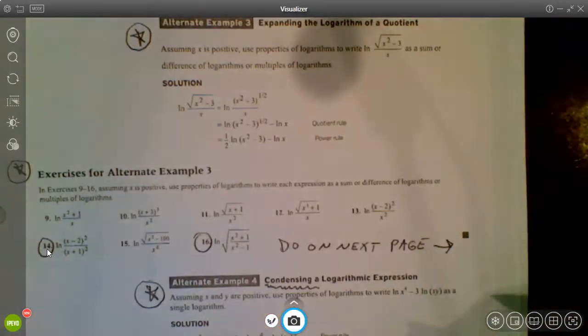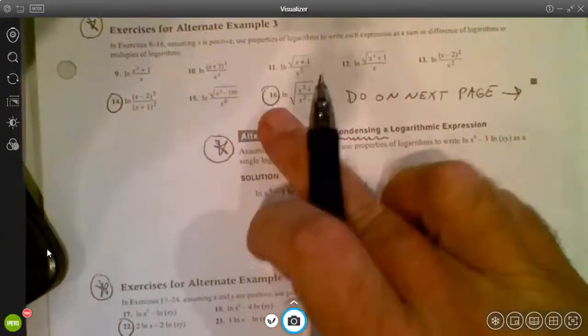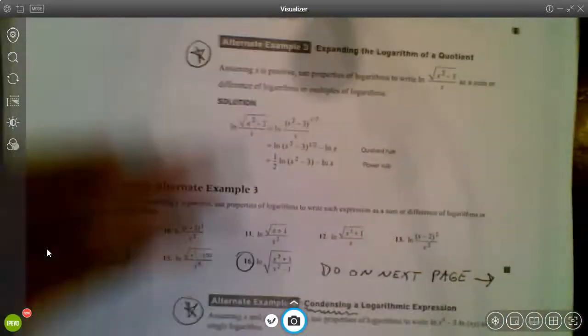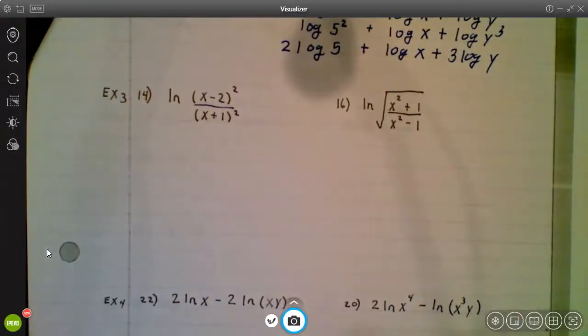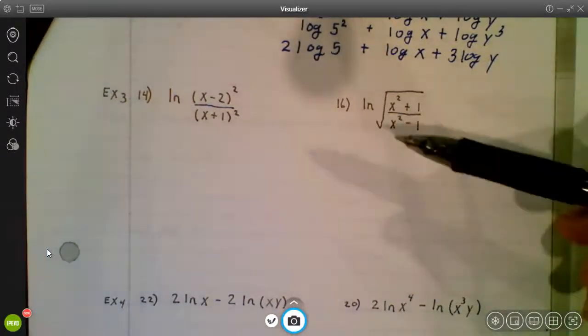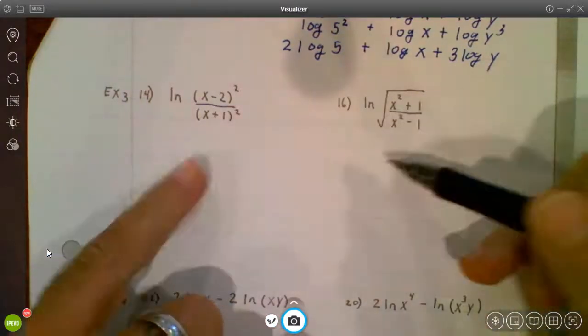All right, so we're going to try 1, 2 like that, just so you can get some practice on these. So I got 14 and 16 already on the next page for you. So we're going to give these guys a try. So 14 already has the exponents there, so we're not going to deal with the radical issue until 16.